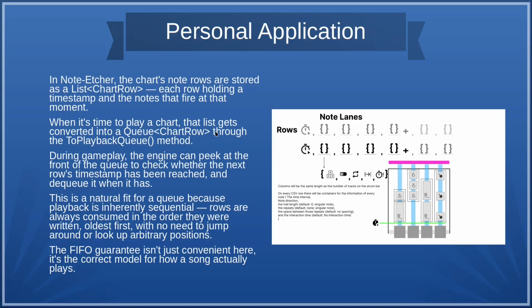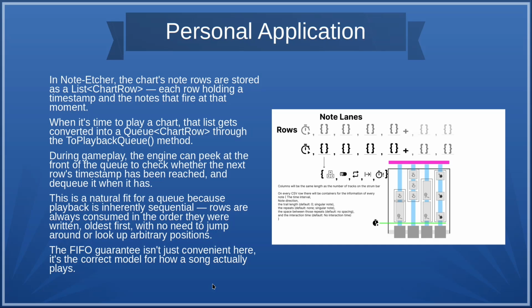What it'll do is enqueue them into a queue so that they can go through a play queue method, which then spawns the notes as they come in, in the order that they were added. In the game engine, they compare at the front of the queue to check whether the next row's timestamp has been reached, and it hasn't. This is a natural fit because when you play a song, the playback is inherently sequential.